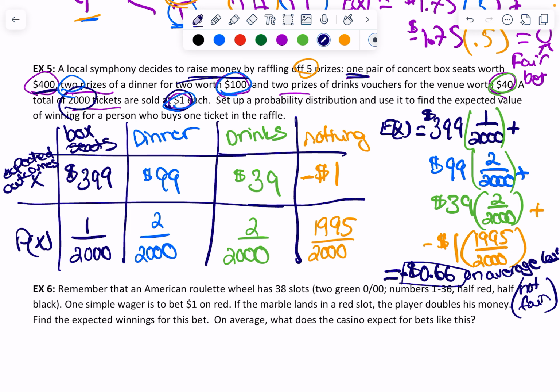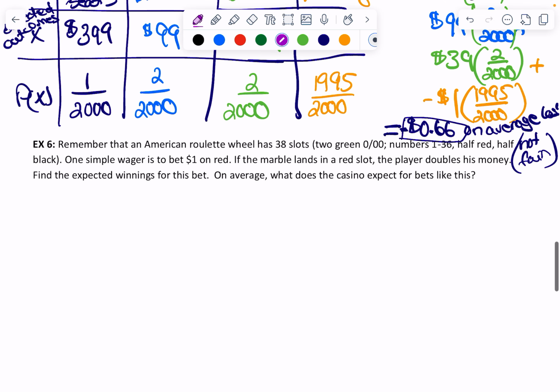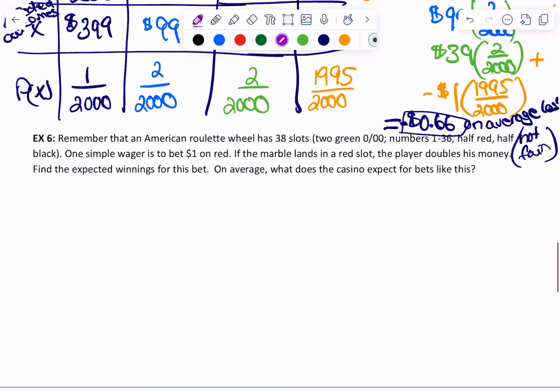Okay, next we're going to go back to that American roulette. So remember from 8.4, the wheel has 38 slots. There's two green, 0 and 00, and then we've got the numbers 1 through 36, half red and half black. One simple wager is to bet $1 on red. If the marble lands in a red spot, the player doubles his money. Find the expected winnings for this bet. On average, what does the casino expect for bets like this?